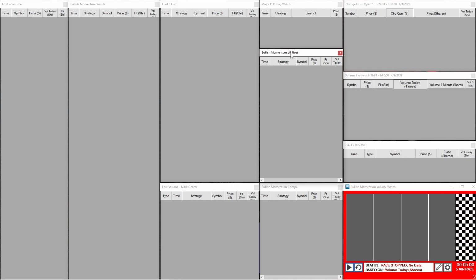It has a larger float. That's exactly what it is. So it's the same as this bullish momentum over here. So if I'm looking for value with a larger float, this is a scan I want to look at. So I'm looking at these two scanners for the most part of the day.